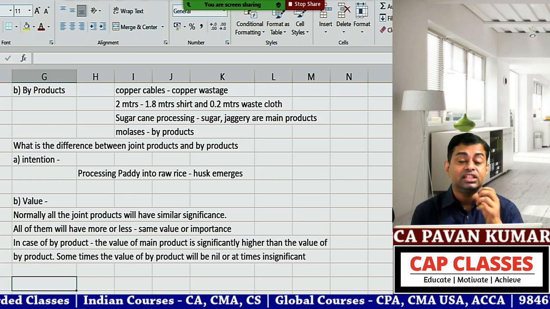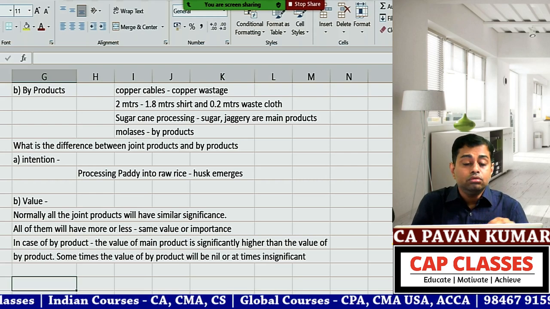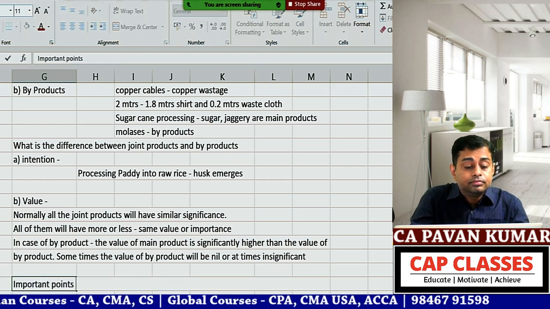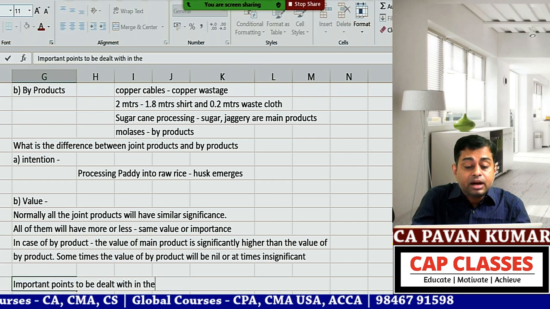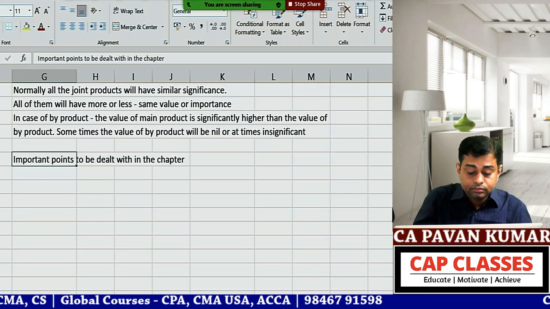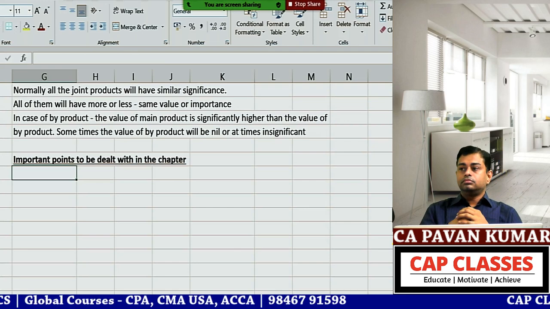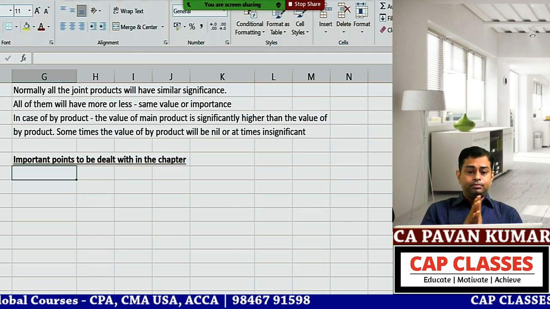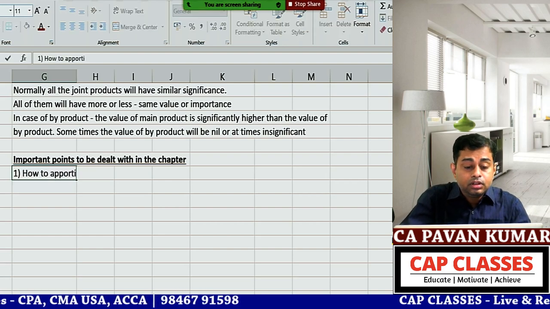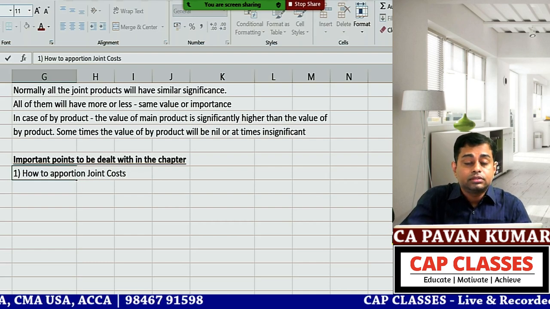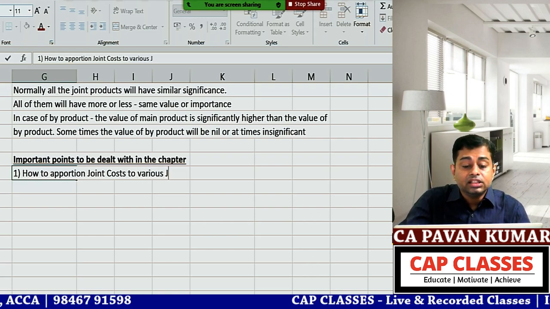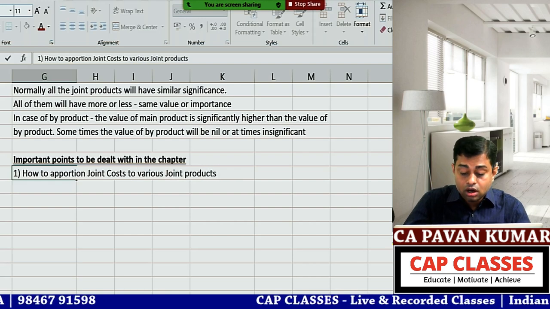So these are the two differences theoretically. Now let me give you the important points to be dealt with in the chapter. There are two important points. One, how to apportion joint costs to various joint products or byproducts.